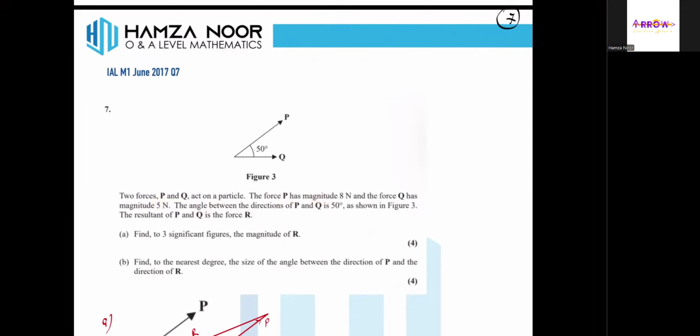The angle between the directions of P and Q is 50 degrees as shown in figure 3, and the resultant of P and Q is the force R. The requirement of part A is to find, correct to 3 significant figures, the magnitude of R.